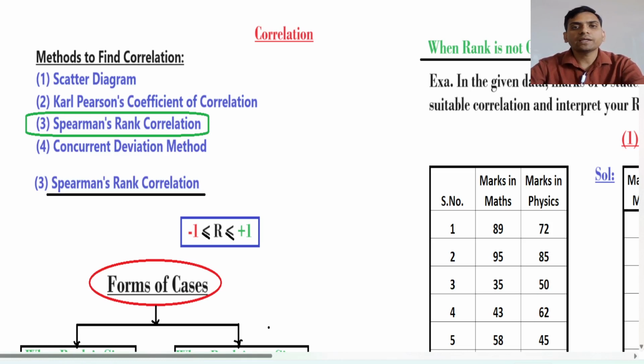So Spearman rank correlation is denoted by capital R. The Pearson coefficient of correlation was represented by small r, and this is now by capital R. As the value of r lies between -1 to +1, the same is true for capital R. So the value of capital R also lies between -1 to +1.